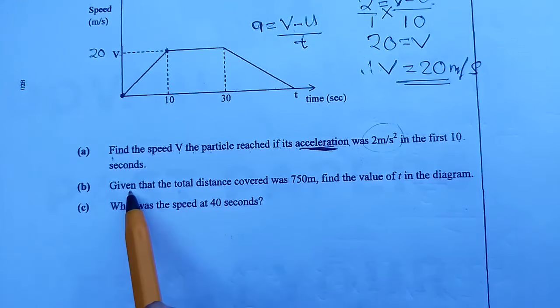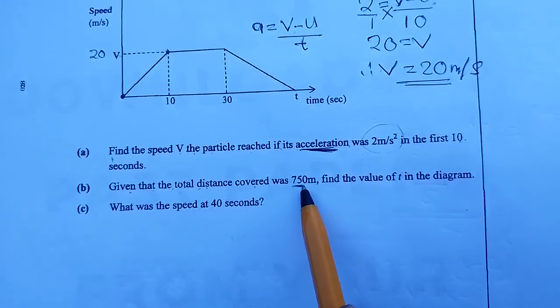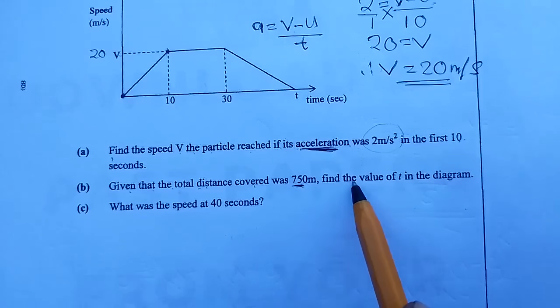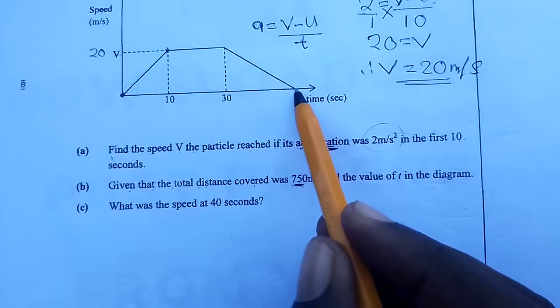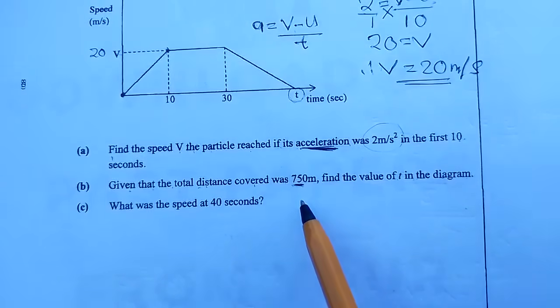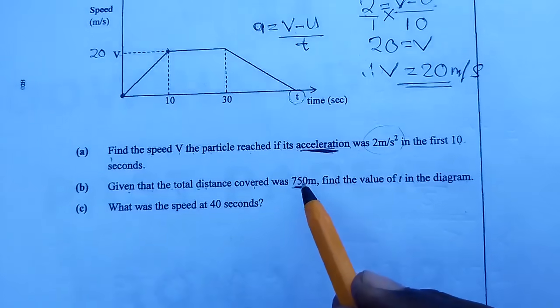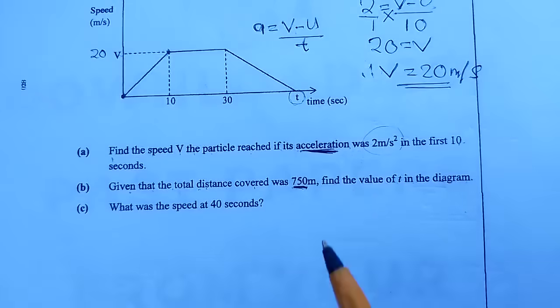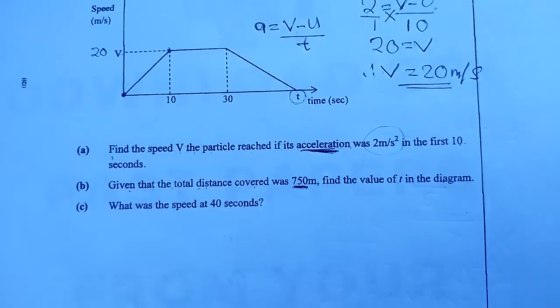Given that the total distance covered was 750 meters, find the value of t in the diagram. So the total distance covered was 750 meters.